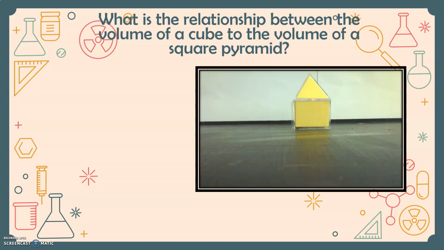For us to know the formula in finding the volume of a square pyramid, we need to know first how the volume of a cube is related to the volume of a square pyramid whose base and height are equal to that of the cube. So let's watch this video.